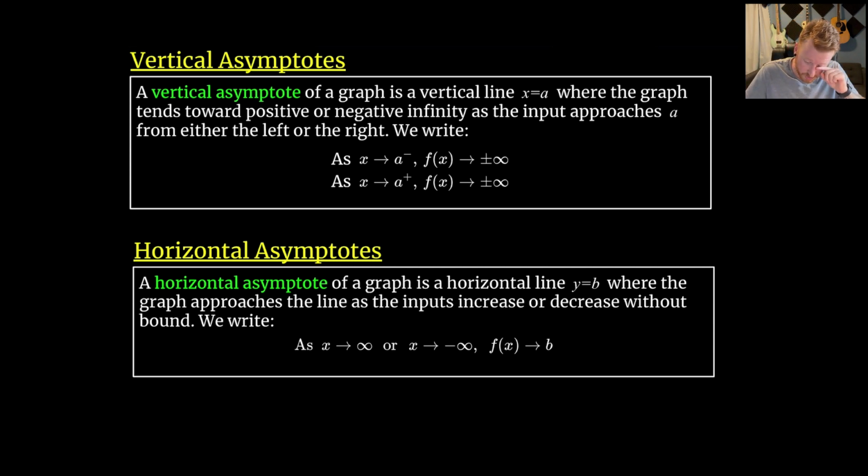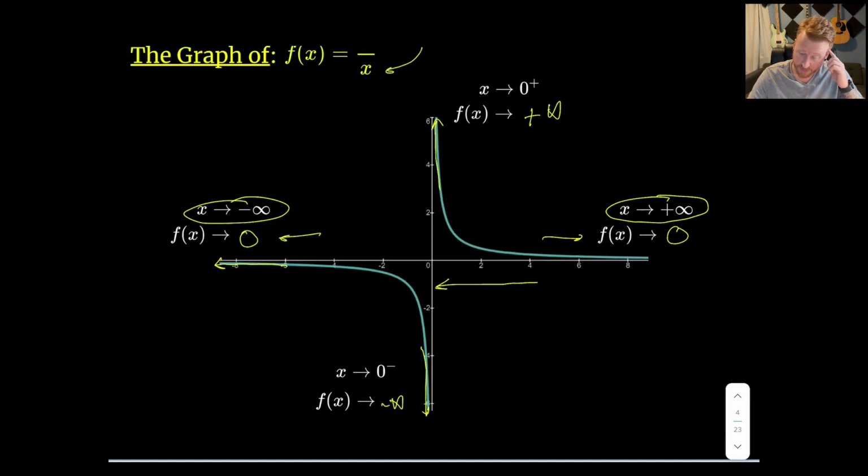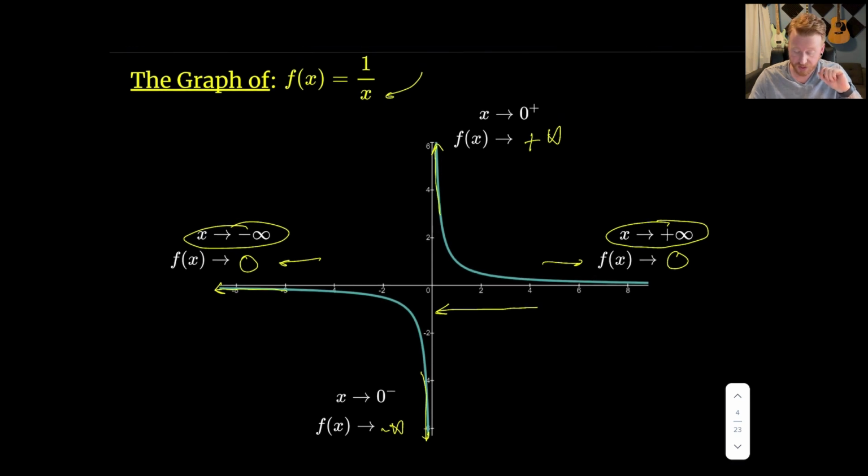So a vertical asymptote of a graph is the line x equals a. When we're asked to state these asymptotes, either vertical or horizontal, we'll be asked to give the line x equals a, where a is whatever number. This is where the graph tends towards positive or negative infinity as the input approaches a from either the left or the right.